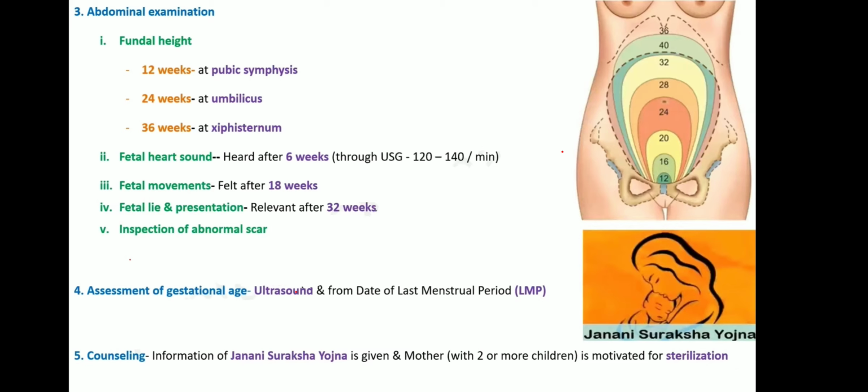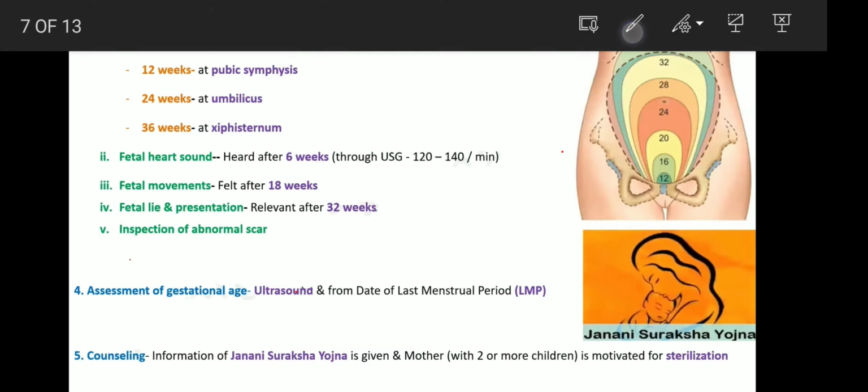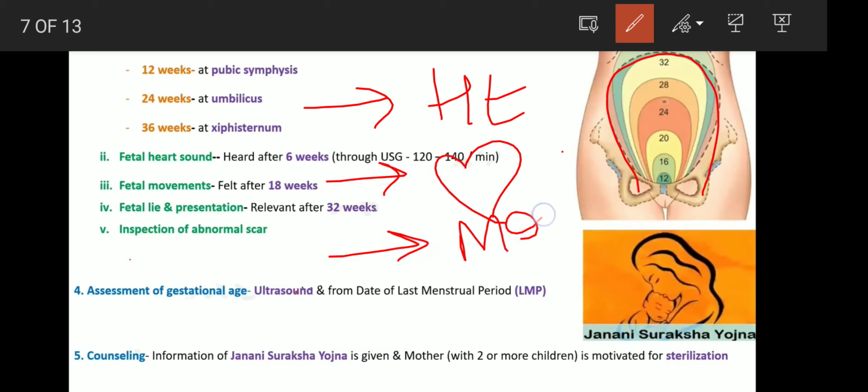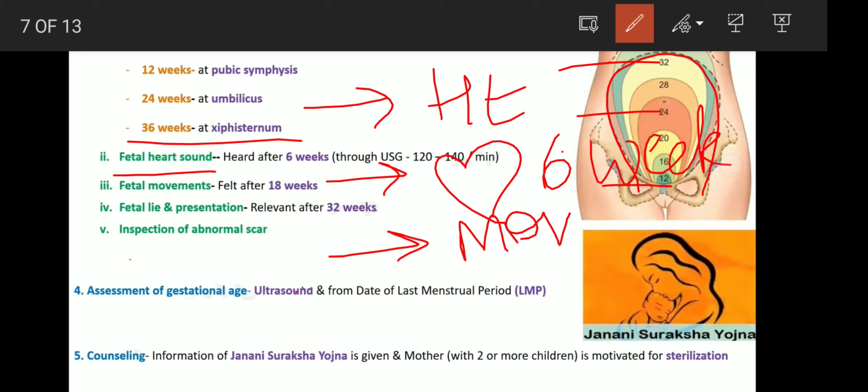So guys, let us summarize. In abdominal examination, we have to see the fundal height first. Then the heart sounds, and the movements. In the height we know very well: 12 weeks xiphisternum, 24 weeks umbilicus, 36 weeks symphysis pubis. And then fetal heart sounds: from the 6th week onwards we hear the fetal heart sound, 120 to 140.